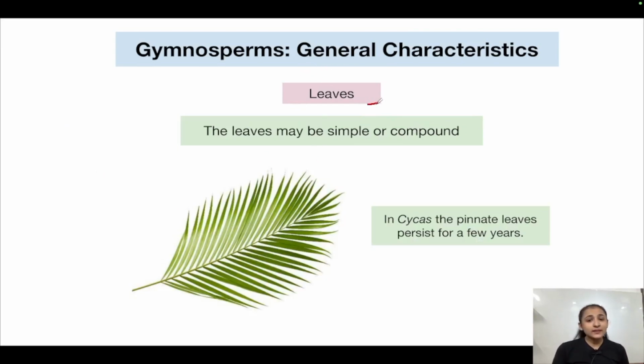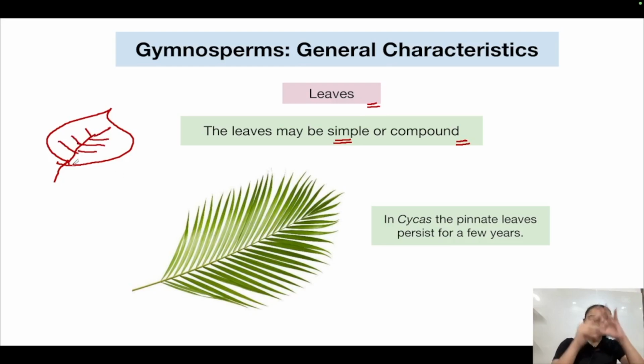Now let us look at the leaves. The leaves of gymnosperms can either be simple leaves or compound leaves. How does a simple leaf look? Like this. This is a simple leaf which is not divided into leaflets. It is a single complete leaf. Now this leaf can also be lobed, even deeply lobed, but it is not divided into leaflets. So this is a simple leaf.